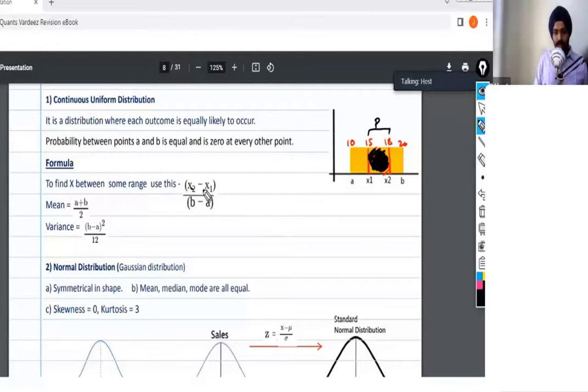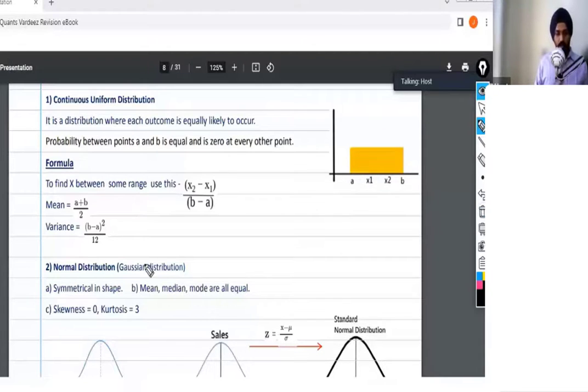Well, it's very simple. X2 minus X1, that is 18 minus 15. You take the difference divided by the overall range, 20 minus 10. You solve this, 3 over 10, that's going to be 30%. So the probability that the random variable will be between 15 and 18 is going to be 30%. Out of all the distributions, this is a very simplistic one. All we are doing is using this particular formula, and we can find any value within this range, even though it's a continuous distribution.